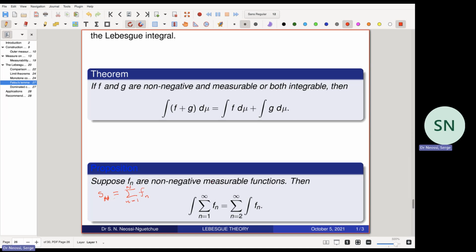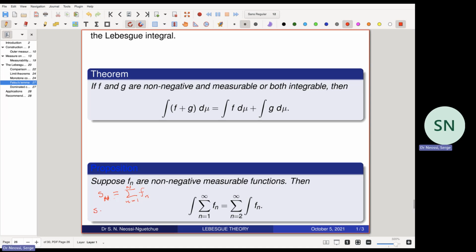Since each function fn is measurable, the finite sum of measurable functions will be measurable. And since they are non-negative, this will also be non-negative. So the sequence Sn is a sequence of non-negative measurable functions. And we can see that this sequence is increasing. Why is it increasing?